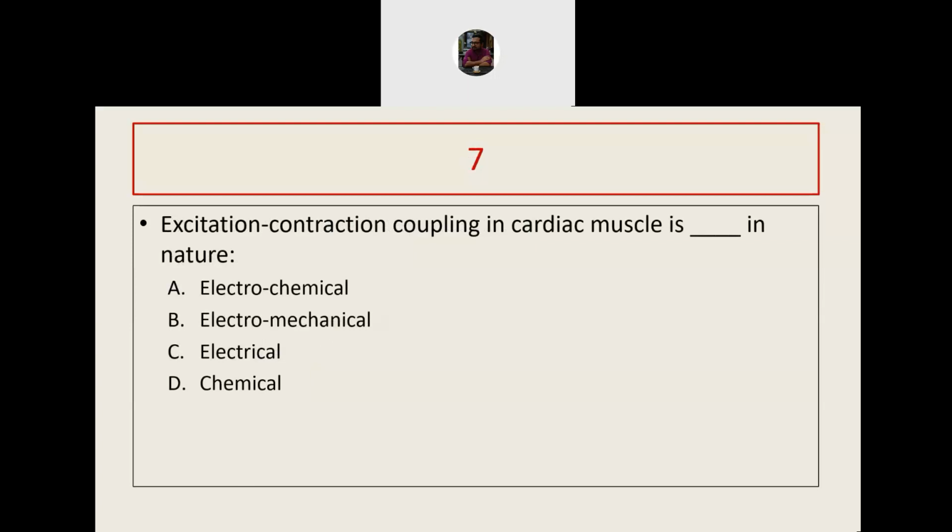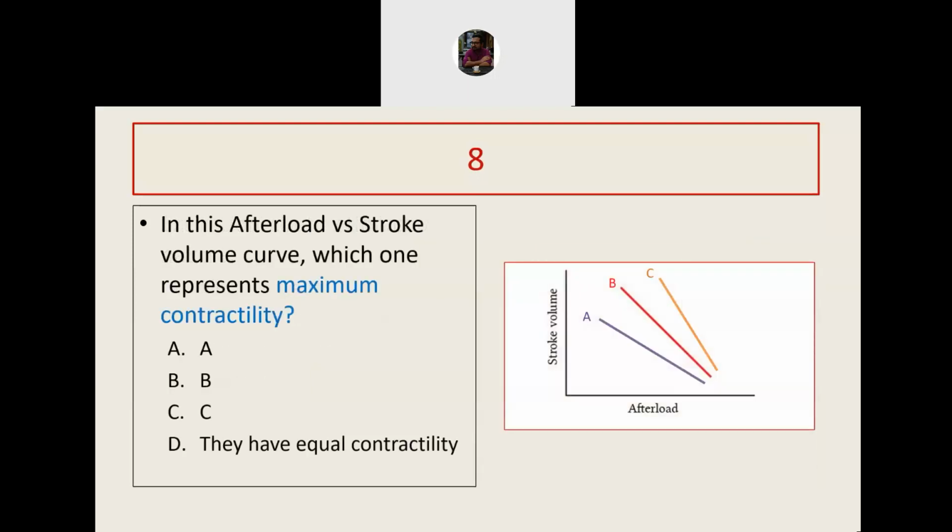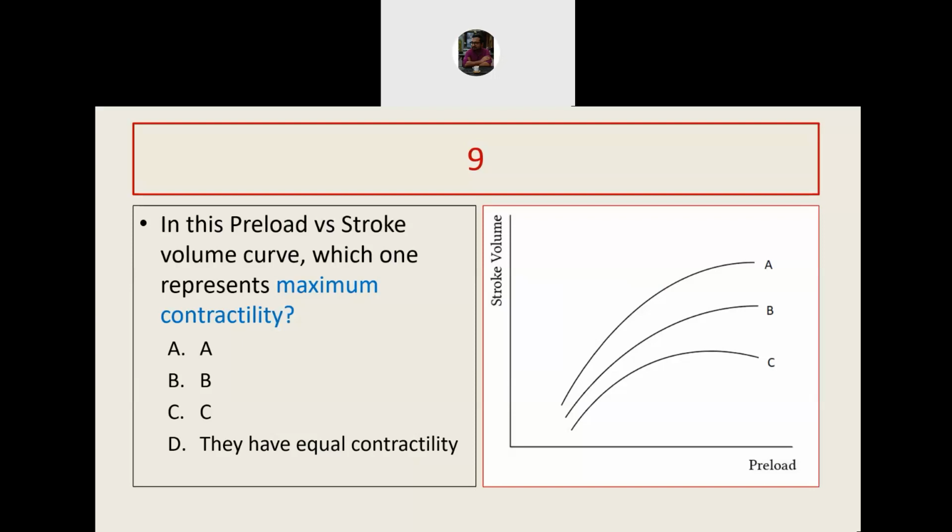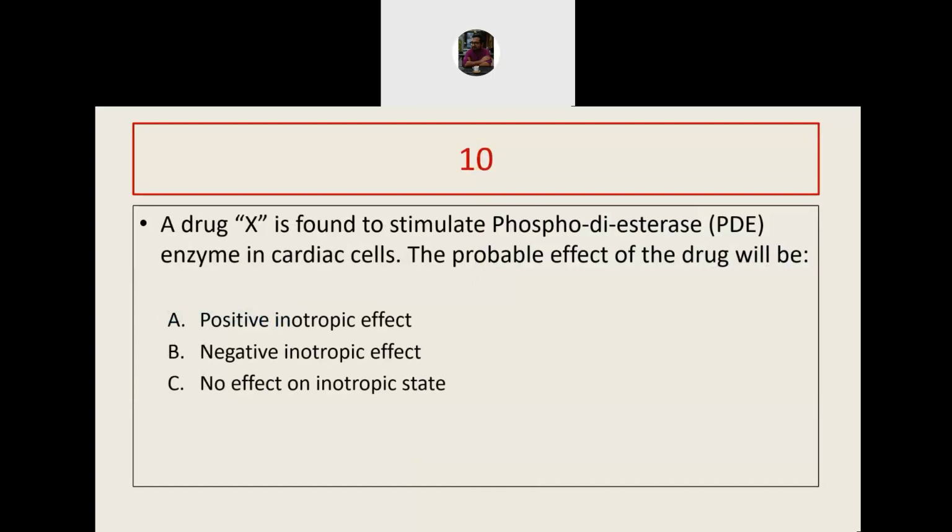Excitation-contraction coupling in cardiac muscle is. Wonderful. It is electrochemical in nature. In this afterload versus stroke volume curve, which one has maximum contractility? Very good. The answer is C. In the preload versus stroke volume curve, which one represents maximum contractility? Wonderful. The answer is A. Finally, speak about the property of the drug X. Yes, this will be a negative inotropic agent because it will decrease cyclic AMP concentration.